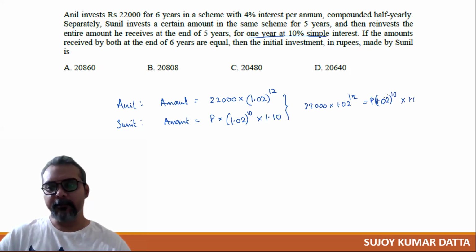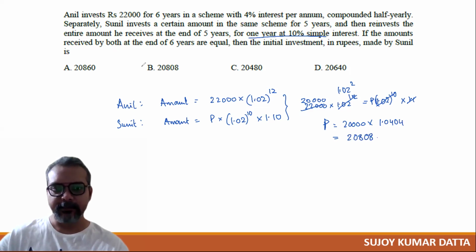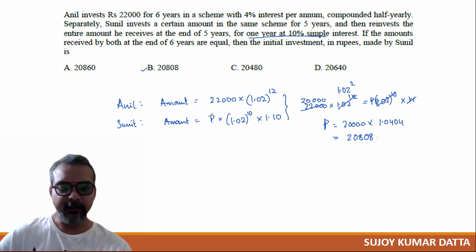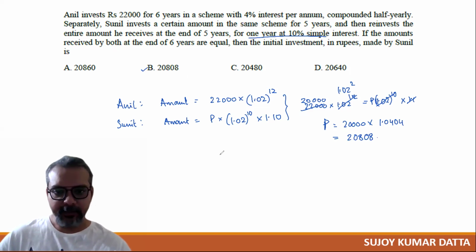Now dividing by 1.02 to the power 10 on both sides. So this side will have 1.02 squared. Dividing by 1.1, this side will be 20,000. So P will come out to be this times 1.02 squared, that is 1.0404. So that is 20808. So that is the second option. Okay, I hope this was fine. Let's go to the next one.